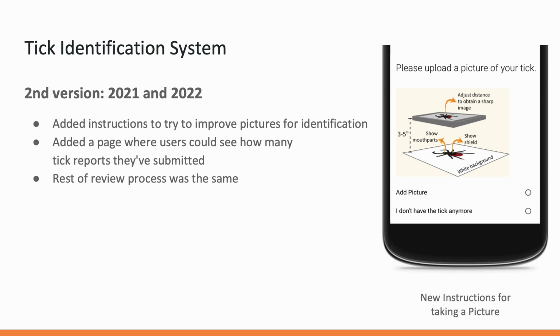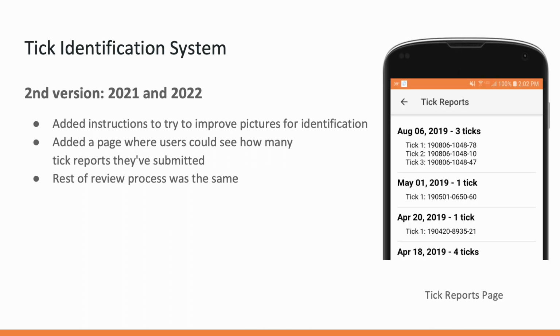helpful for identification. We also added a page where users could see some basic information about the tick reports they had submitted. This page shows when ticks were reported and the identifiers we assigned them. At the time, this was the only information we could easily access about the submitted tick reports. As for the rest of the process, that pretty much stayed the same. Scripts were still used to upload and download reports, and human reviewers still had to manually identify and email users.